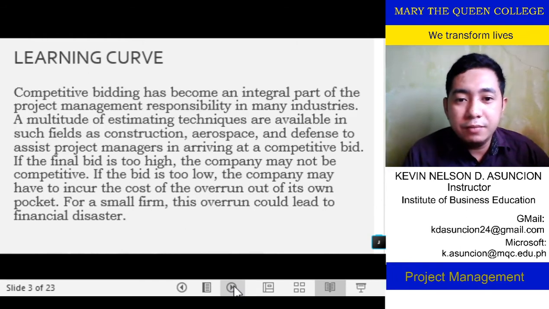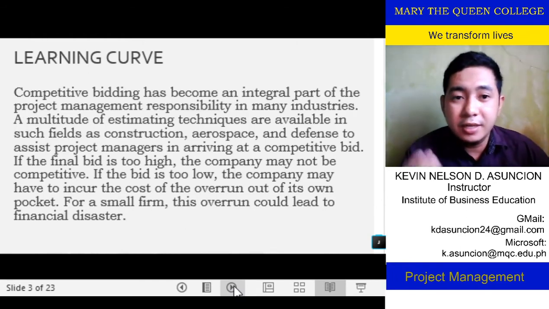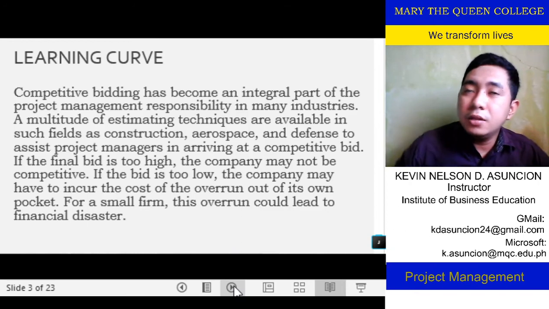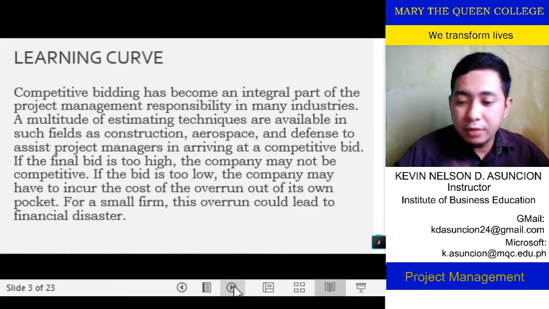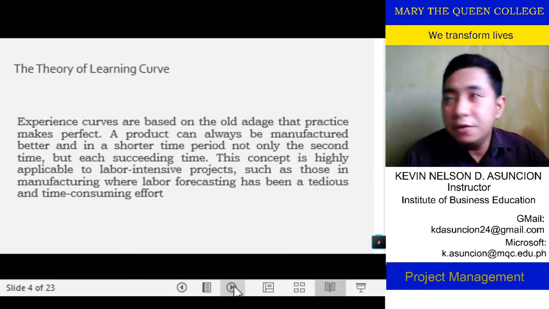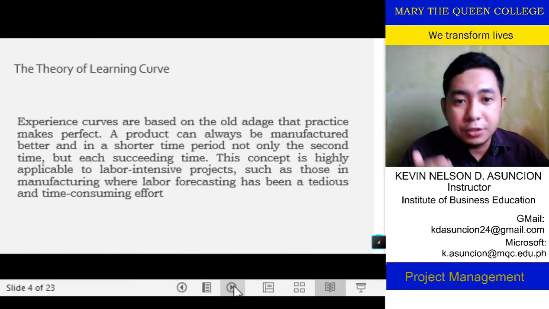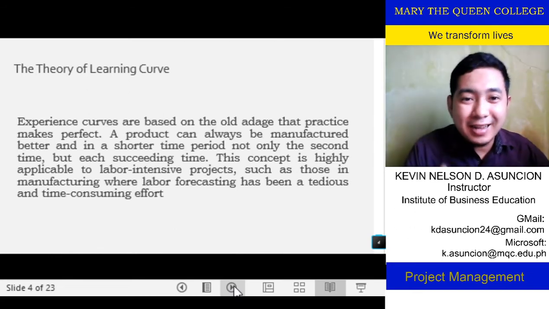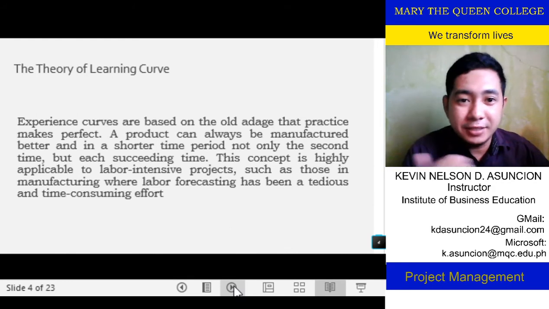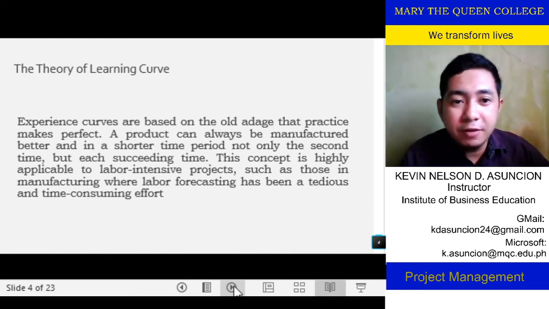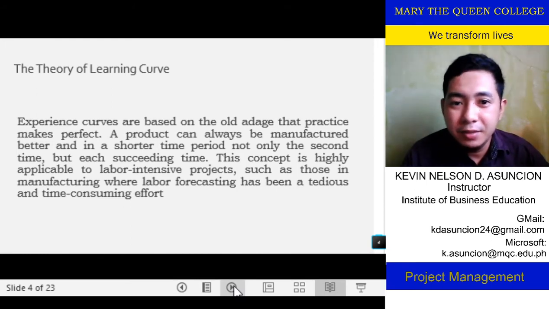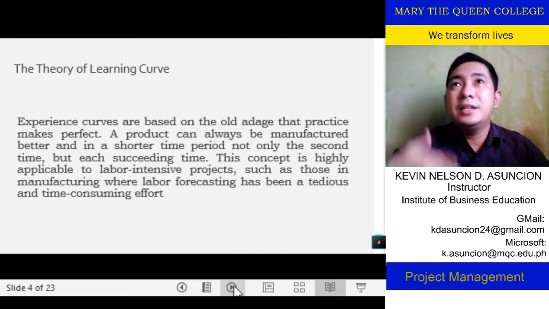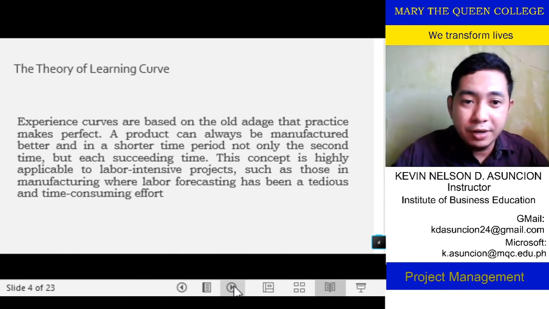Okay, for a small firm, this overrun could lead to a financial disaster. That is why you should consider understanding the learning curve. So what is the learning curve? The theory of the learning curve, or the experience curves, are based on the old adage that practice makes perfect. So katagalan, mas marami kang magagawa, mas masasanay ka. So a product can always be manufactured better and in a shorter period, not only for the second time. So habang tumatagal ay mas nakakabisado mo yung learning curve, no?